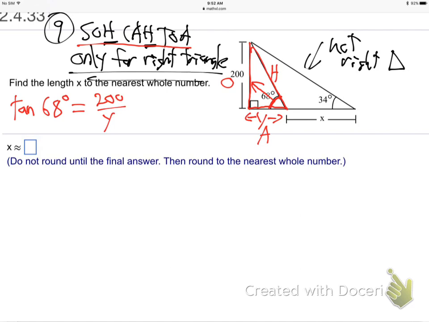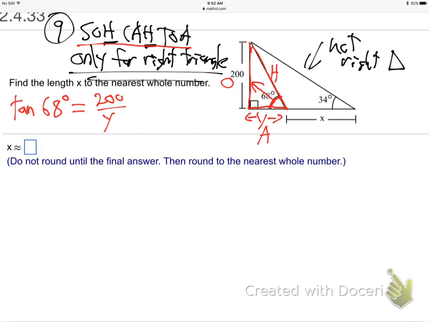Everybody seeing that so far? See how the 200 is opposite from the 68 degrees? Tangent of 68 is 200 over y. So now we can solve that for y. Let's do that. How do you solve that little equation for y?